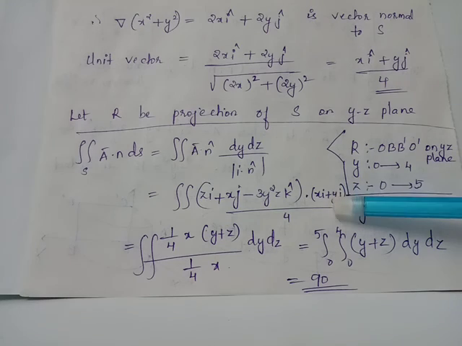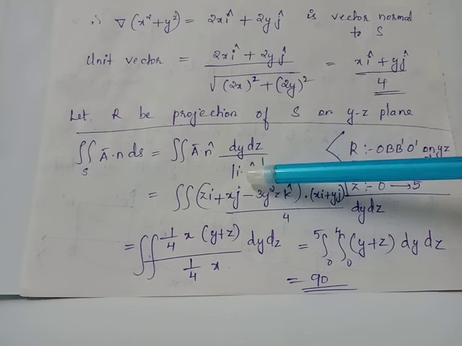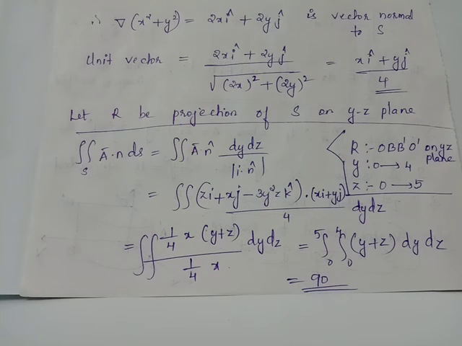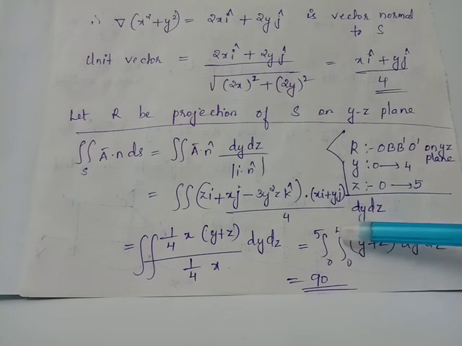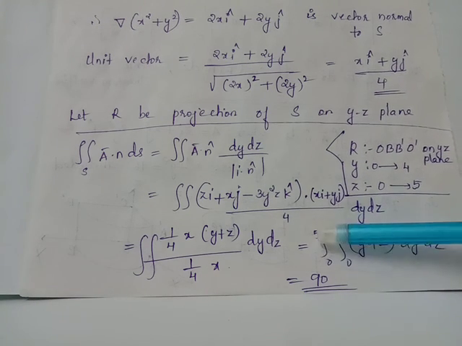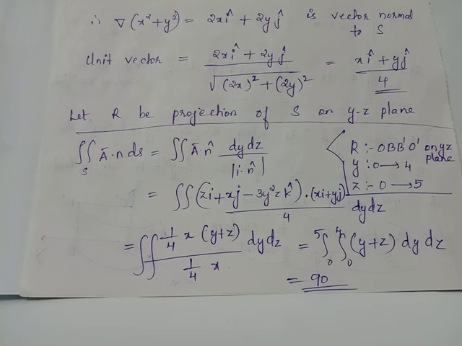In the numerator, when you evaluate the dot product between these two vector quantities, you get 1 by 4 times x multiplied by (y plus z) as the numerator, and in the denominator you get i dot n equals 1 by 4 times x, which is obtained by taking this dot product. Now 1 by 4 x gets cancelled from numerator and denominator. When you carry out integration with respect to y first, you give the range of variation for y from 0 to 4. z varies from 0 to 5. After integration, you get the required surface integral takes the value 90.